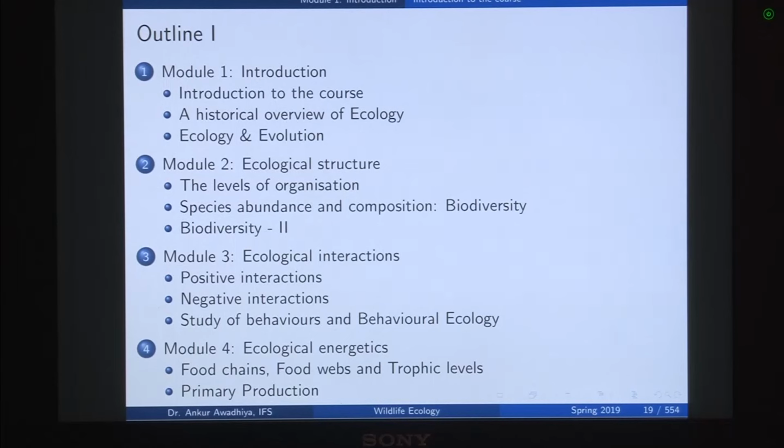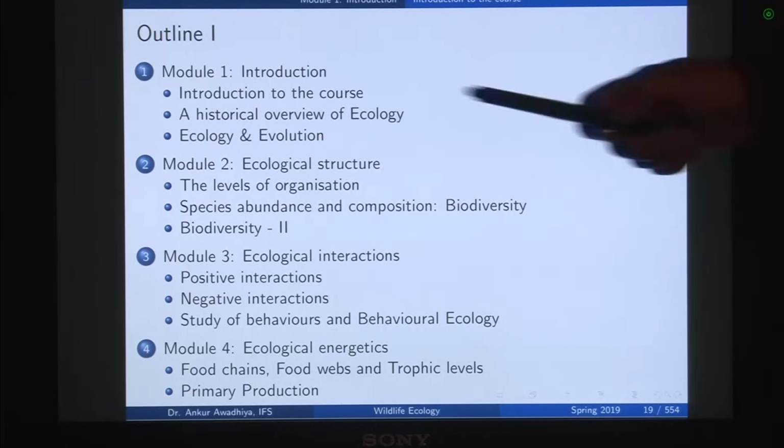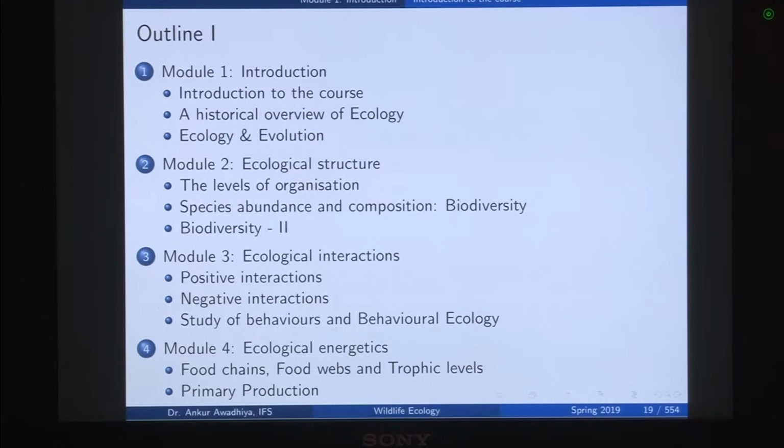So, let us now have a look at the outline of the course. We will be having 12 modules in this course. The first module is introduction to the course, a historical overview of ecology, which will tell us who did what to make the field of ecology, what are the contributions of different scientists who made ecology the field that exists today. Next we will have a look at ecology and evolution. Does ecology drive evolution, and if yes, how does it do that?